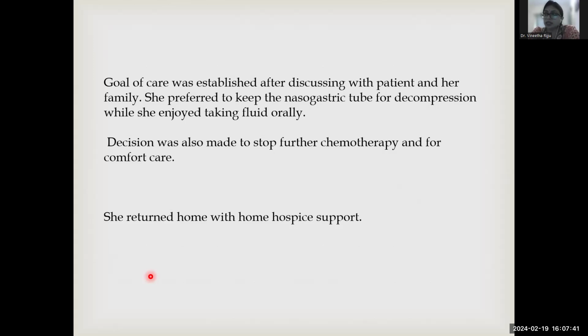So they talked to the oncologist, and the oncology team also came to the conclusion that yes, probably we should stop all treatment, and comfort care is what is best for her. And she was returned home with home hospice support. There was a home care team that kept meeting her, and this is just a case scenario that was pulled out of a journal just to point out where things went wrong and what could have been done better.